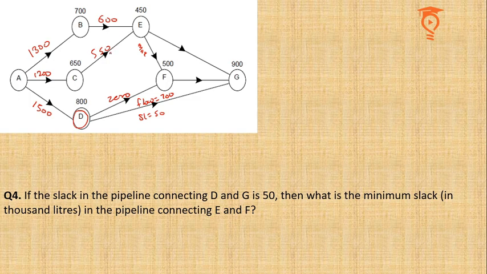So 1150 is reaching E. 450 will be consumed, 700. So the maximum flow that you can make here is 700. Okay, so out of 700, 500 will be consumed and 200 will reach here, and 0 can flow here. That's none of our problems. So 700 is the maximum possible flow here. So the minimum slack is 50. Answer to this question is 50.